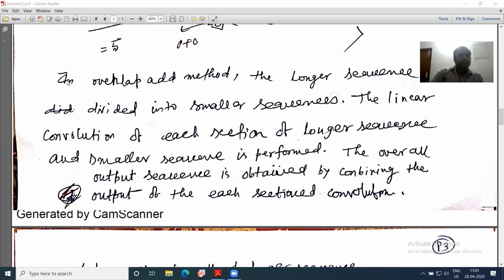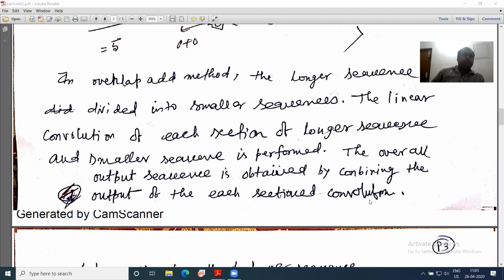Is it all right? Yes, sir. Please say it once more. The longer sequence that you have to divide into smaller sections, and one sequence is smaller, so that is not an issue. The sequence which is longer, that I have to divide into smaller sections. Okay, right? Now the overall output of the sequence is obtained by combining the output of each section convolution.